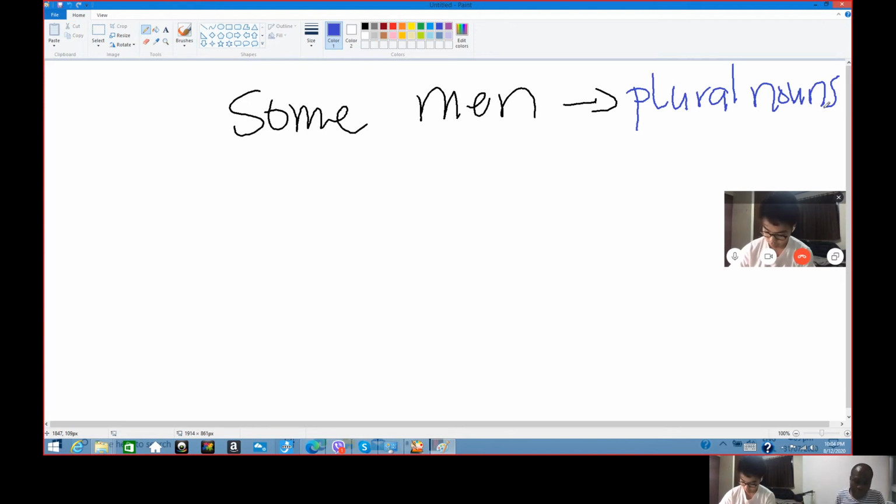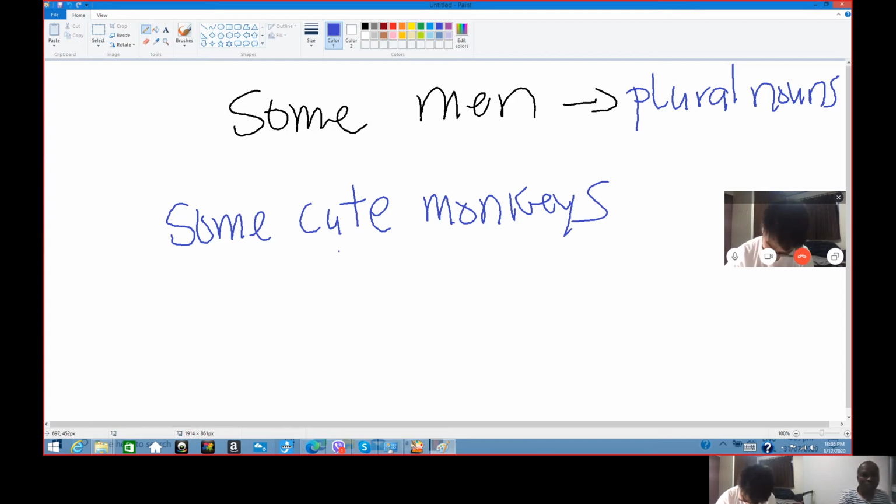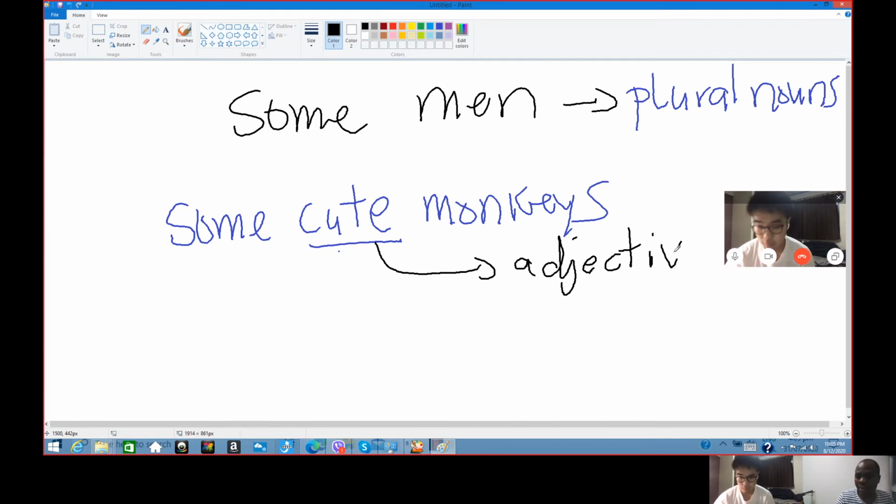Then another one is it can be followed by an adjective. Example is some cute monkeys. Some cute monkeys. So this is an adjective. It can be followed by an adjective. We just said that right now. Cute monkey.